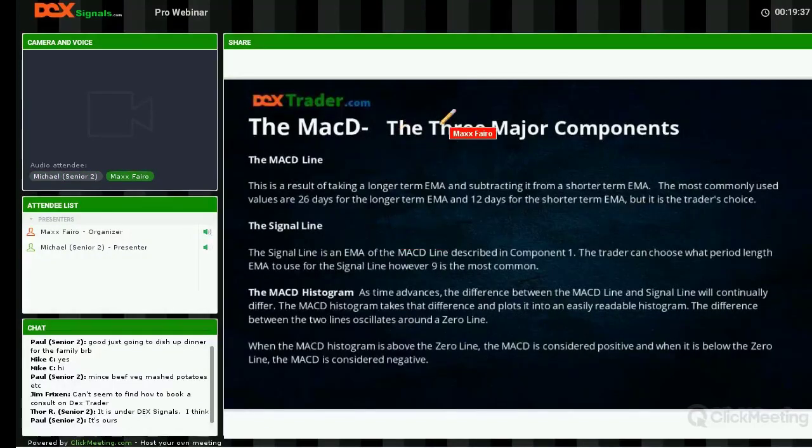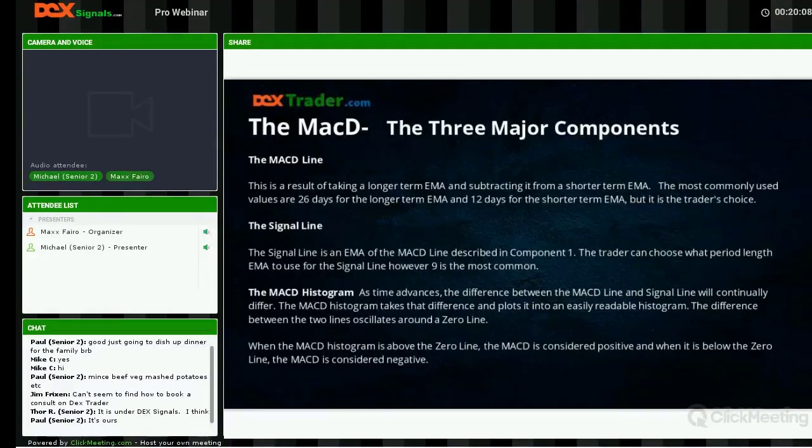Before I do, I want you to know the three major components that make up the MACD. The MACD line itself is the result of taking a longer-term EMA, an exponential moving average, and subtracting it from a shorter-term EMA. This is most commonly used with values of 26 days for the longer and 12 days for the shorter. That's where you get the 26, 12, 9.